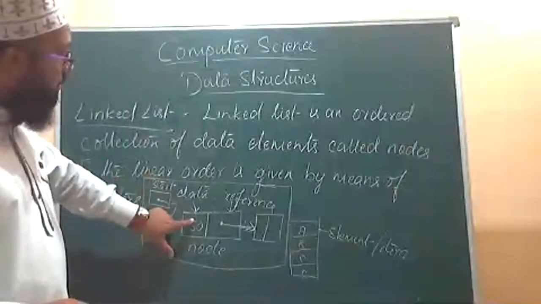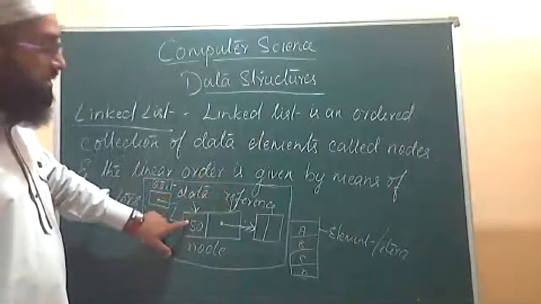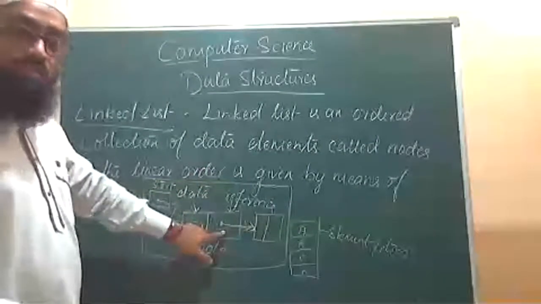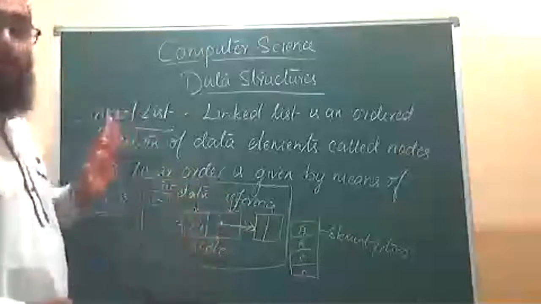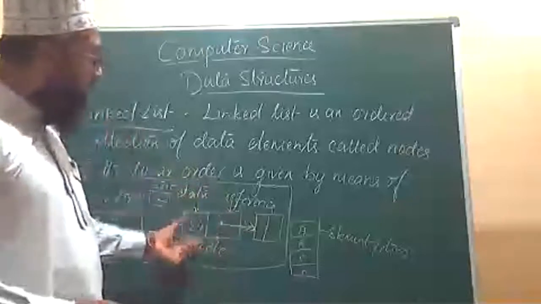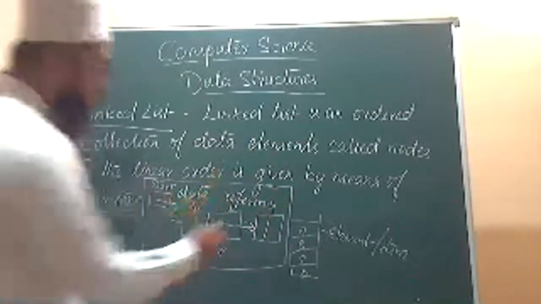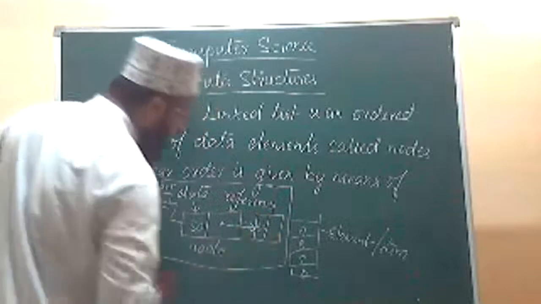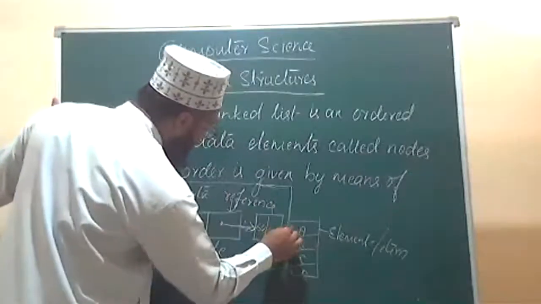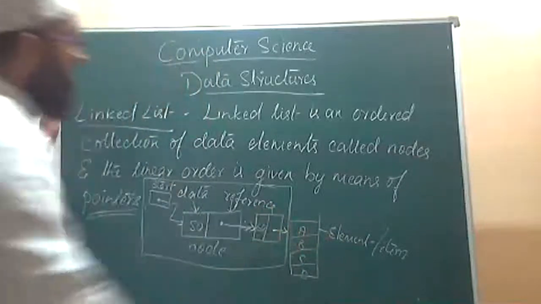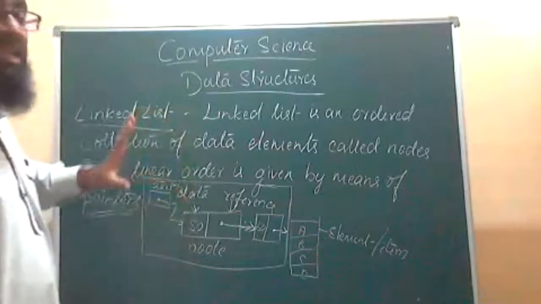See, this is the pointer start. It is connected to the first node. The node has two parts: the first part is the data part, and the next part is the reference part. The first part contains the data of its own node, and the reference part contains the pointer to the next node. The next node also contains some data, and its reference is again connected to the next node. So this is called a linked list.